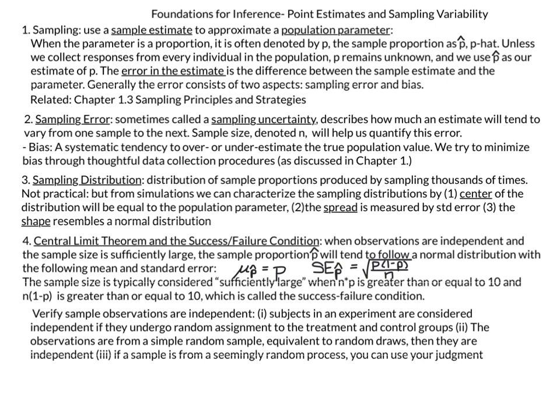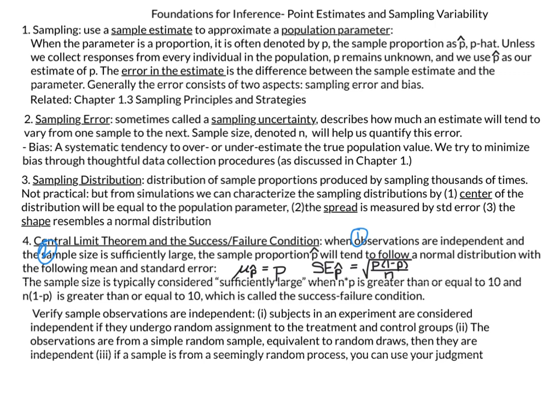There are two conditions here that we need to satisfy in order to use the central limit theorem. 1, the observations must be independent, and 2, the sample size must be sufficiently large. So to verify that a sample is sufficiently large, we look at n times p, which must be greater than or equal to 10, and n times 1 minus p must be greater than or equal to 10 as well. This is called the success failure condition.